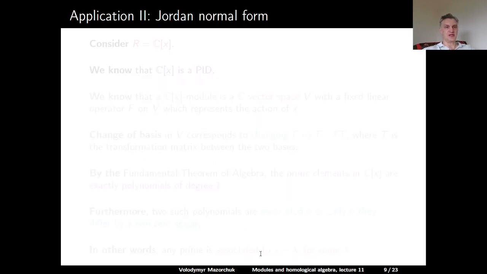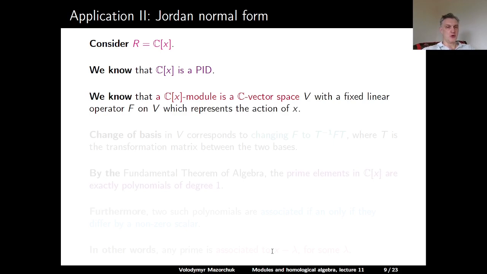Now, the second application, Jordan normal form. So here we consider the case where our ring R is the polynomial algebra in one variable with complex coefficients. We know that this algebra is a principal ideal domain, and we know that a module over polynomials in one variable is simply a vector space over complex numbers with a fixed linear operator in this vector space which represents the action of x. So if you know how x acts using composition and linear combinations, we can determine the action of all other polynomials.